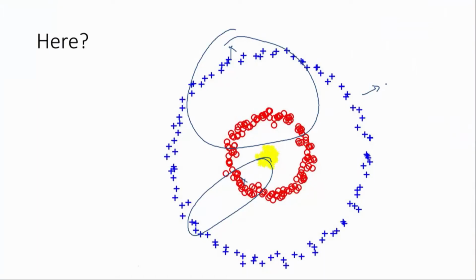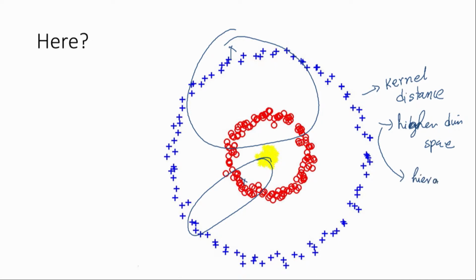So what do you need to do here? I'm throwing a lot of terms at you. Here is where you need to go to either kernel-based distances, or project into a higher dimensional space, or we'll see that something like single linkage hierarchical clustering does fairly well here. But this is not a good set of things for k-means.